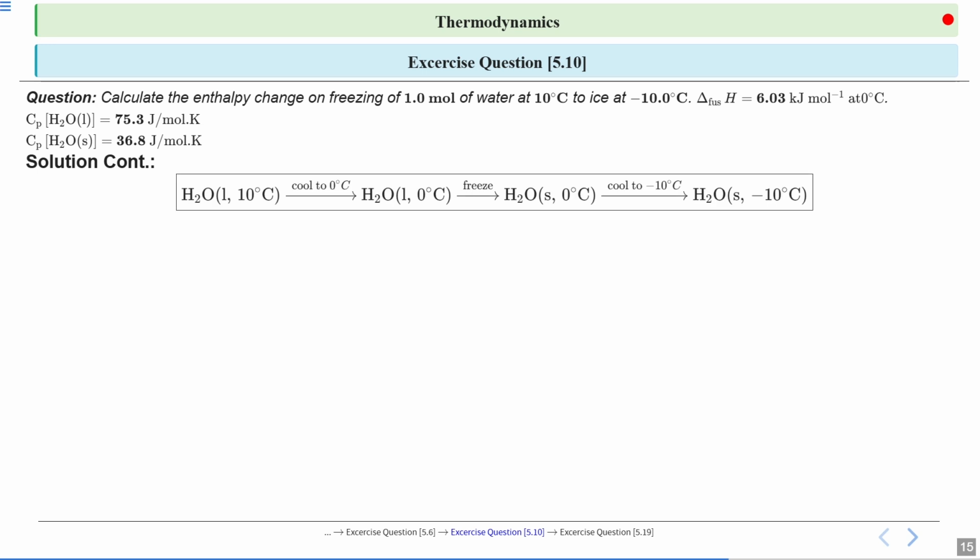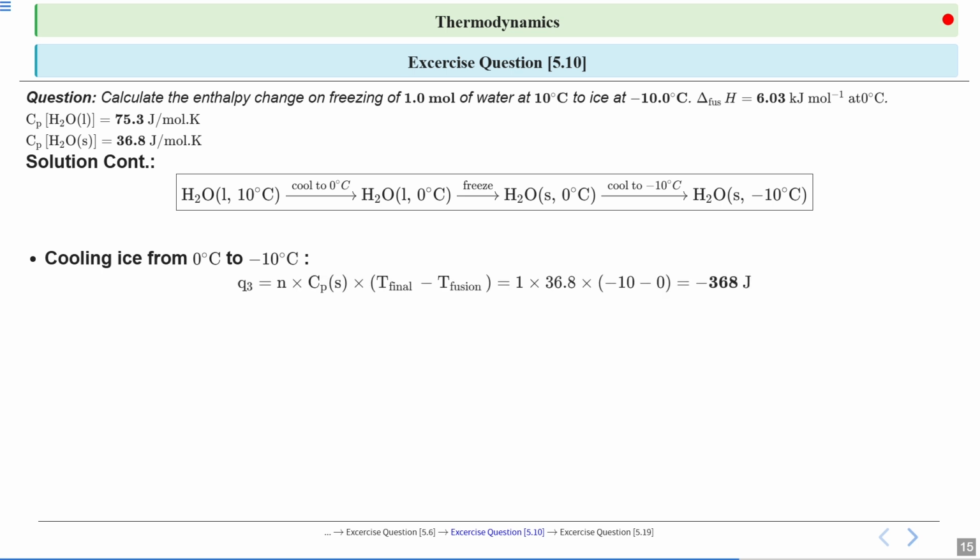Moving on to the next step, which is the reduction of temperature from 0 degrees Celsius to minus 10 degrees Celsius for solid water or ice. We will apply the same formula, which is n Cp dT. Here we will change the Cp value because this is for the solid part. We will take it as 36.8.